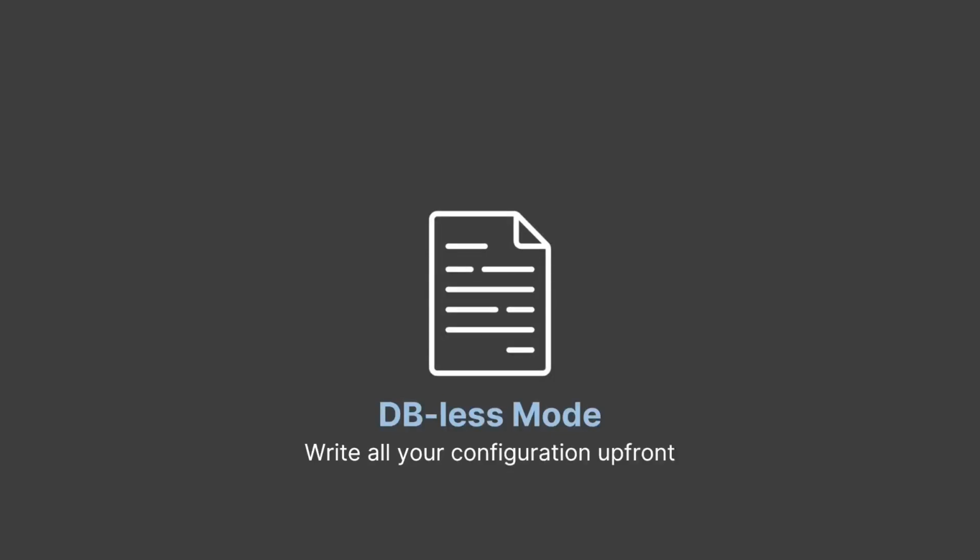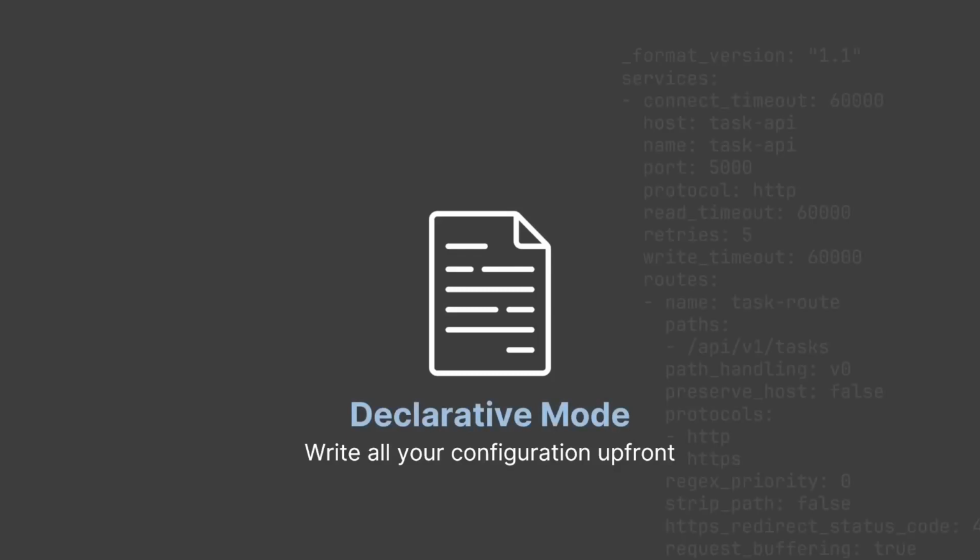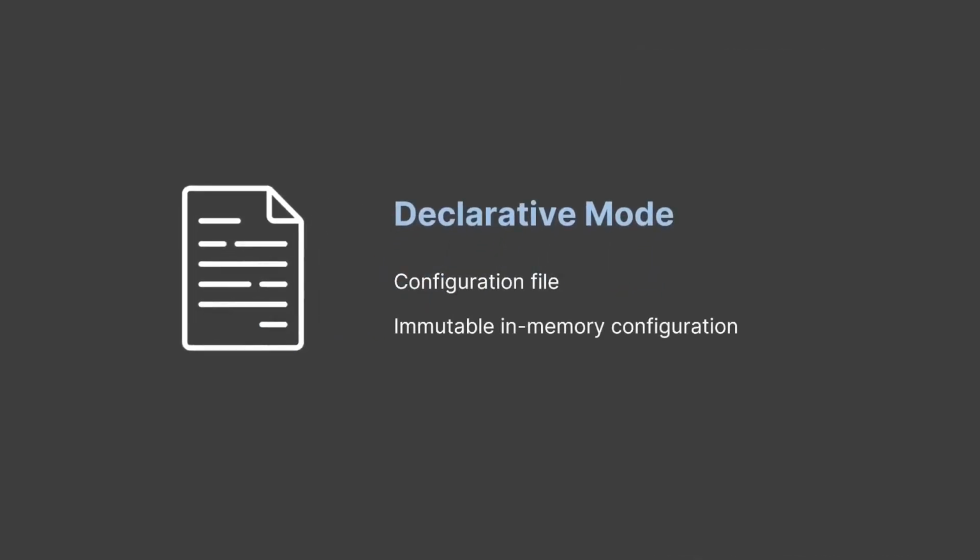The other persistence model is called DB-less mode, otherwise known as declarative mode. All the configurations have to be written beforehand in either a YAML file or a JSON file. In this video, we will be showing you how to deploy it in database mode, as it is simpler to understand.